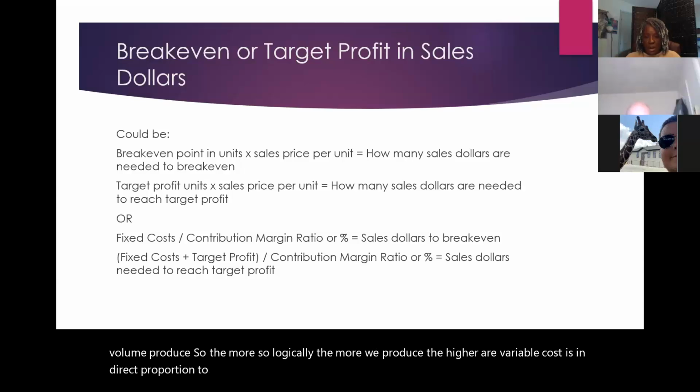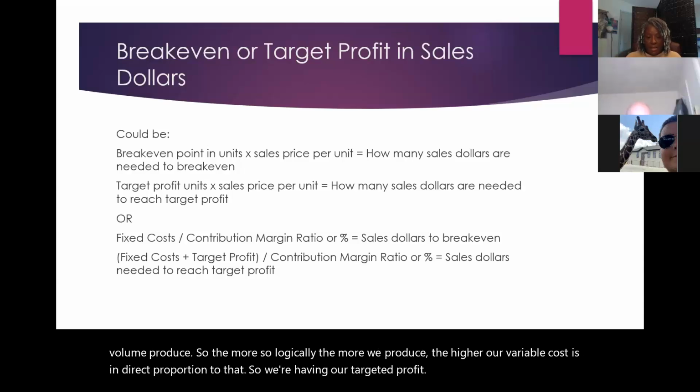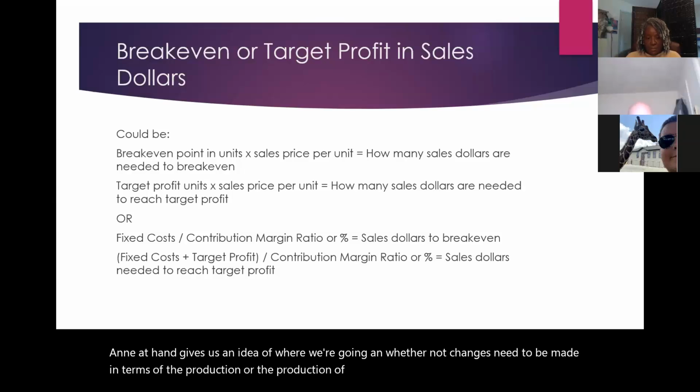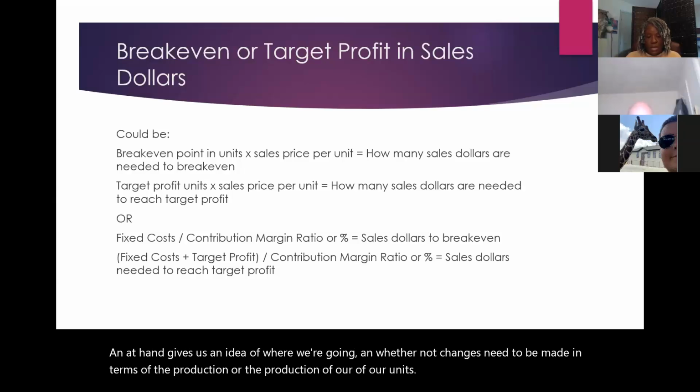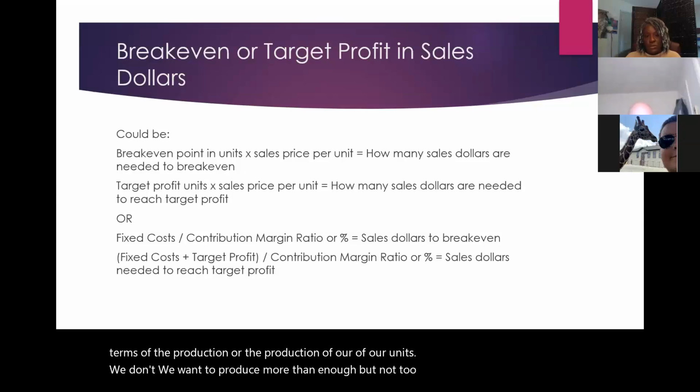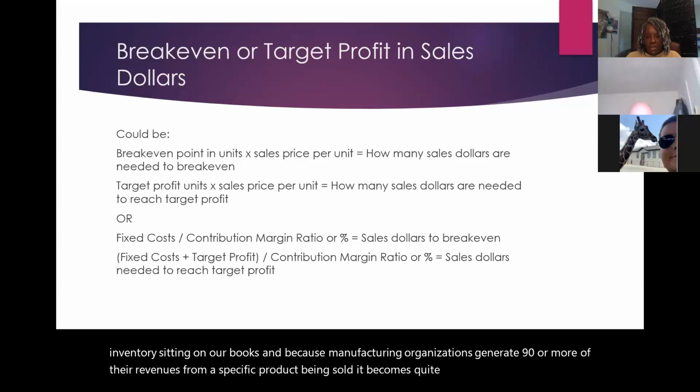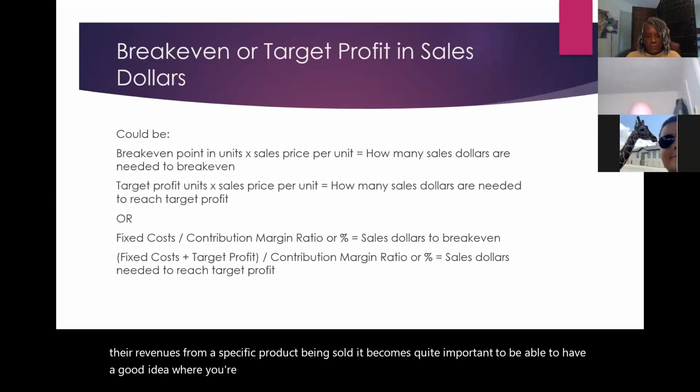So having our targeted profit at hand gives us an idea of where we're going and whether or not changes need to be made in terms of the production of our units. We want to produce more than enough, but not too much. We don't want to have idle inventory sitting on our books. And because manufacturing organizations generate 90% or more of their revenues from a specific product being sold, it becomes quite important to have a good idea where you're going in terms of your target.